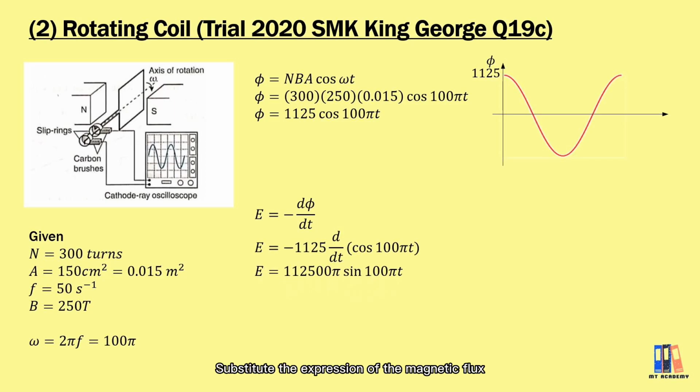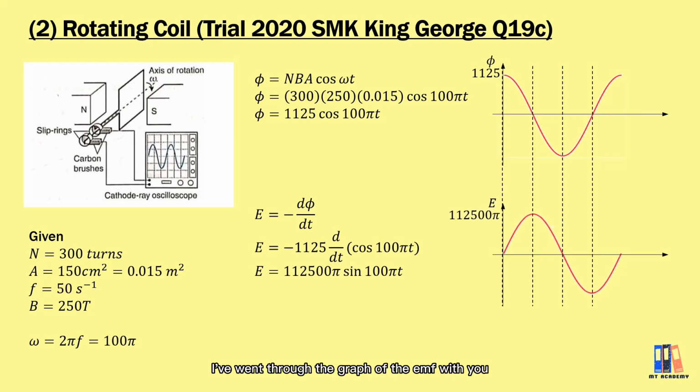Substitute the expression of the magnetic flux, and you would get induced EMF equal to 112,500π multiplied by sin 100πt. So I went through the graph of the EMF with you, where the amplitude of this graph in this case would be 112,500π.